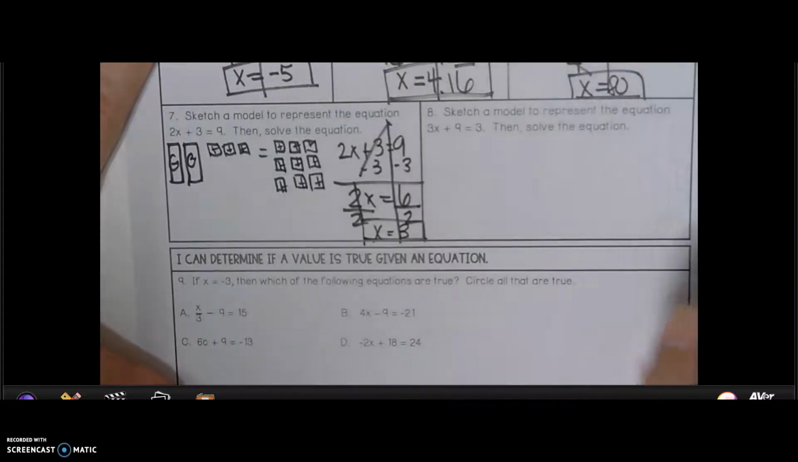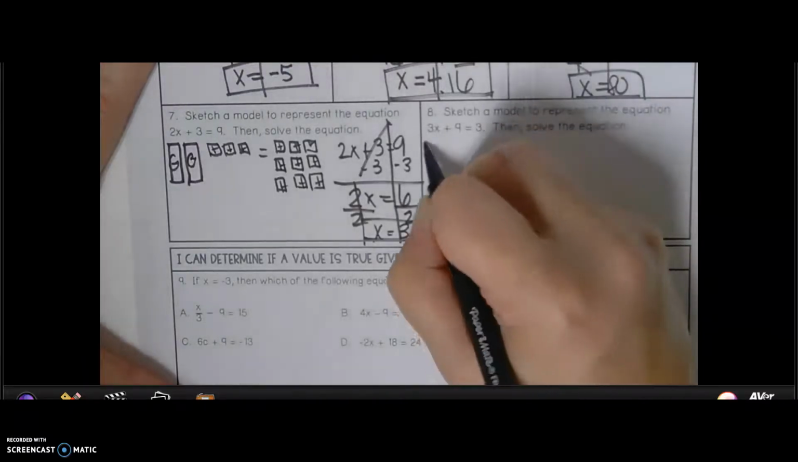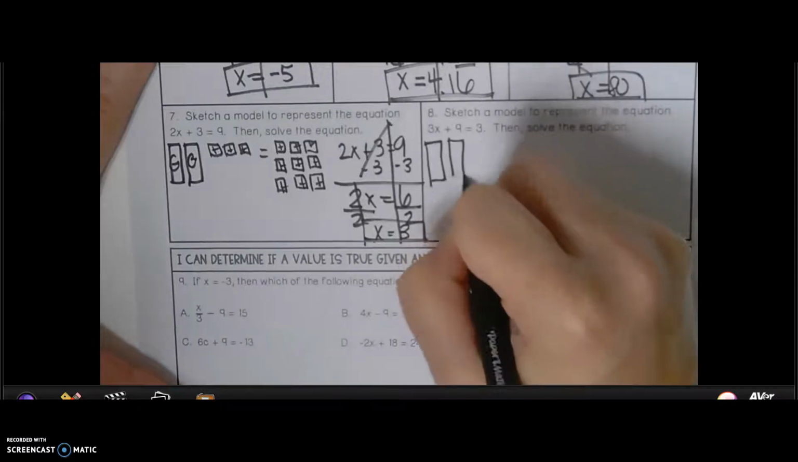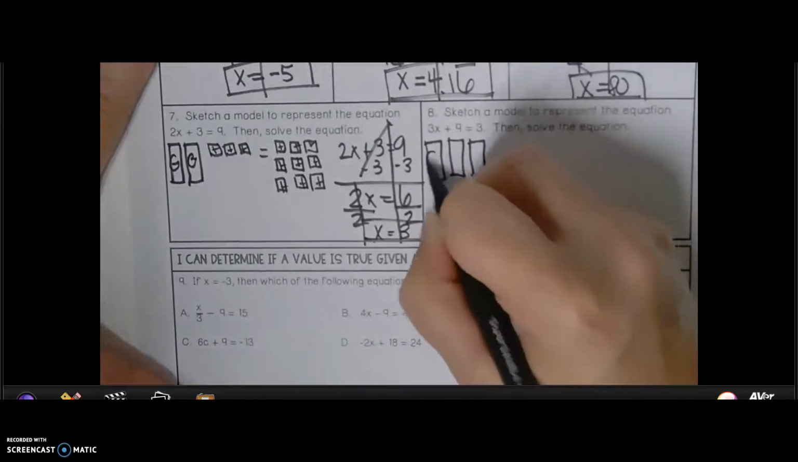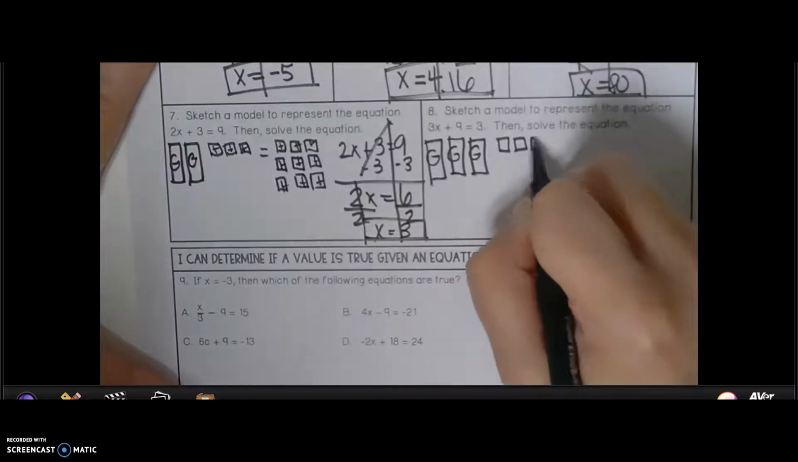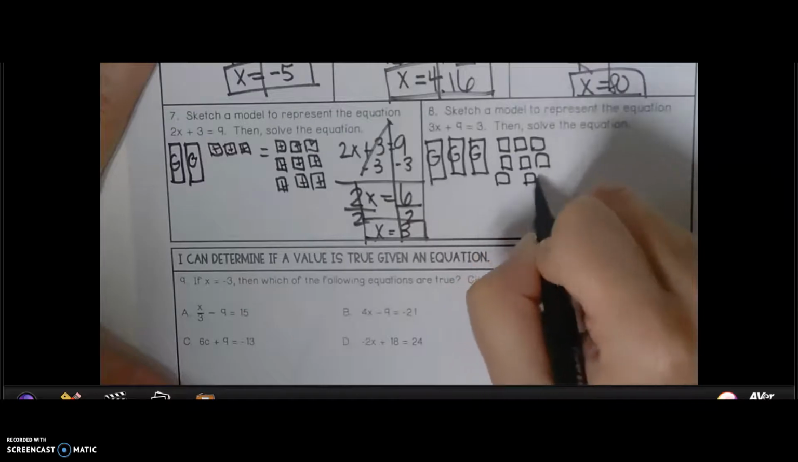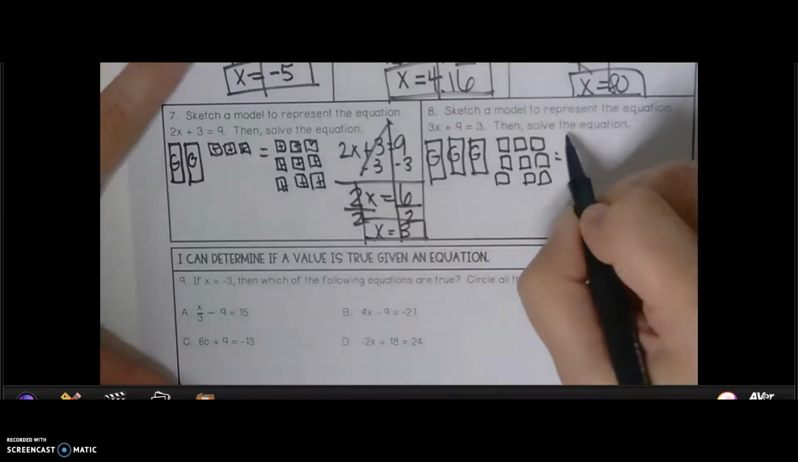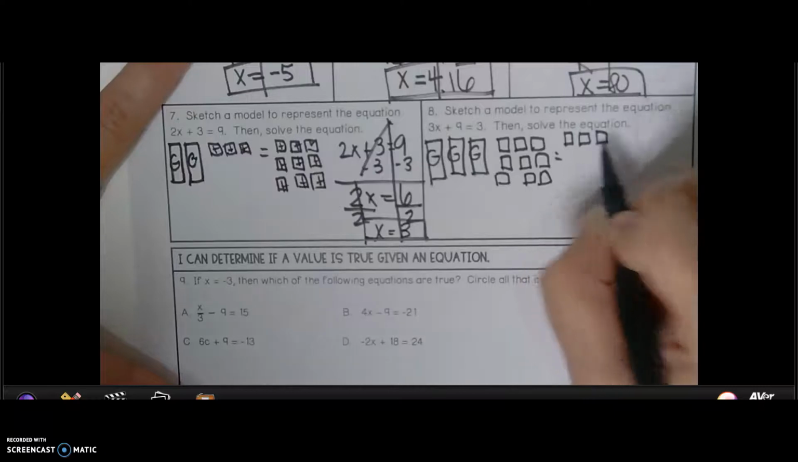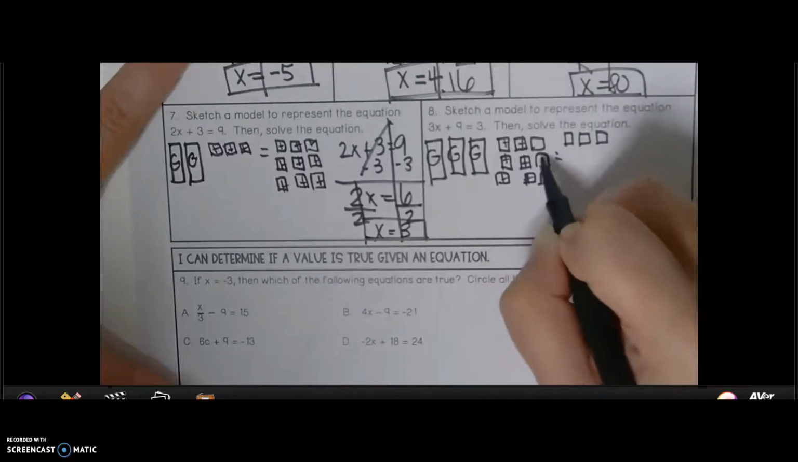For number 8, we're going to sketch the model to represent the equation 3x plus 9 is equal to 3. So this one would be 3 greens. And then we have the 9 positives are equal to 3 positives. And you can go back and make your plus signs or your y's if you want to.